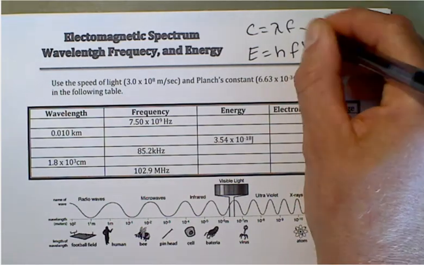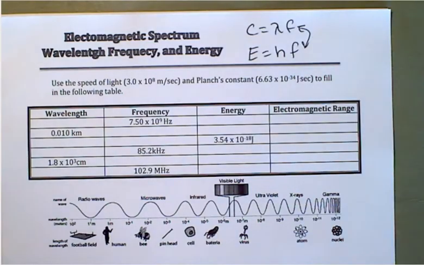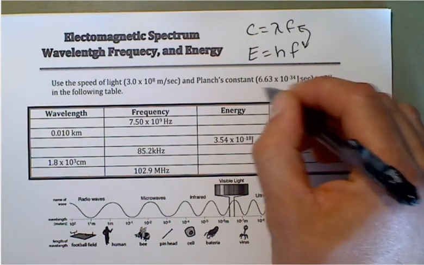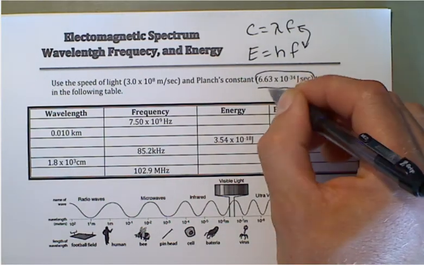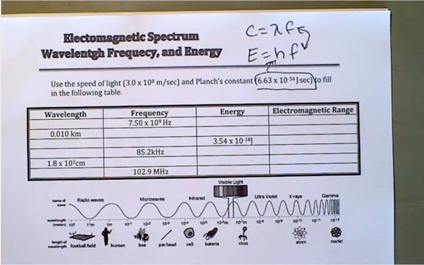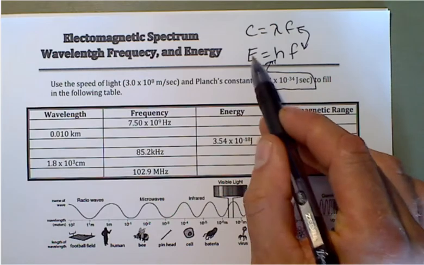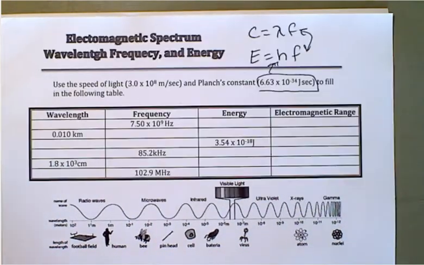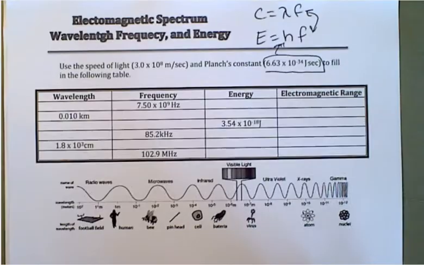Now this is the same frequency, exactly the same. Planck's constant is another constant, and this is this one right here. And it's always going to be this number, 6.63 times 10 to the negative 34th. All right, so multiplying that times the frequency gives you the energy. So that's as simple as it is. Let's go ahead and check this out and see if we can solve.